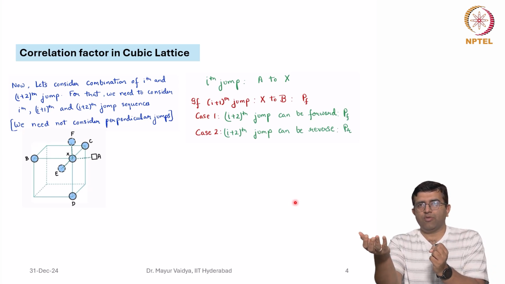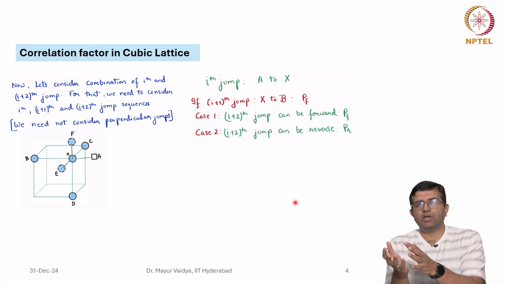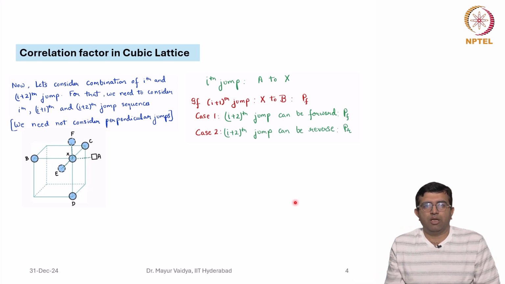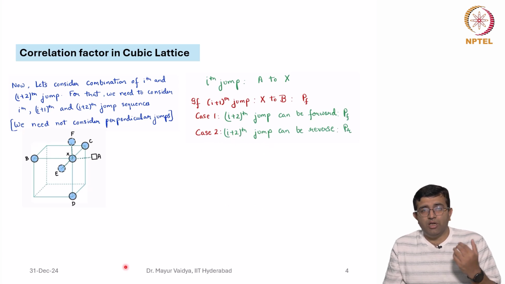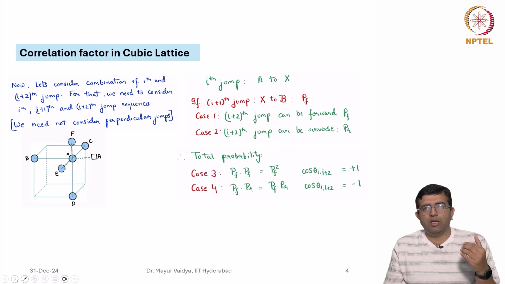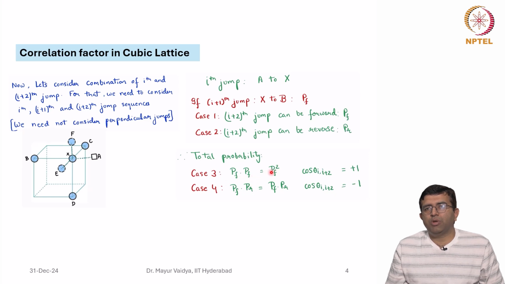It is here. Now, what will be the probability that I have a forward jump as I plus 2? So I have to multiply that probability. Similarly, what is the probability that the I plus 2th jump can be reversed? Okay, the total probability, when I am considering it, is equal to PF into PF, that is equal to PF square.